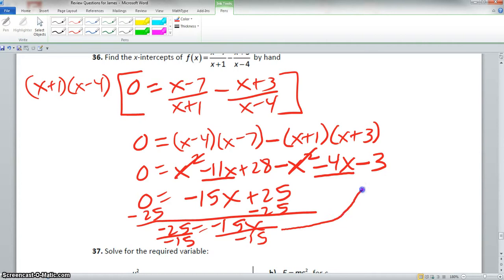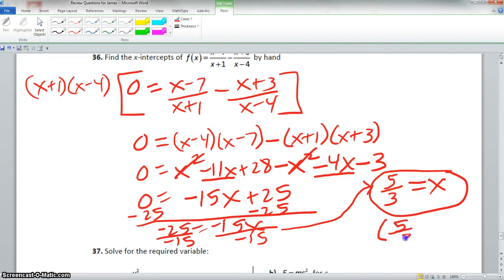I'm going to have to go off here to the side because I ran out of space. A negative divided by a negative is positive. We know we could divide 25 and 15 both by 5. And this would give us 5/3. And that would equal x. So this is your x-intercept. But remember, and I shouldn't have circled this, your final answer has to be written as an ordered pair. So it would be 5/3, comma 0. And this will be your final answer.